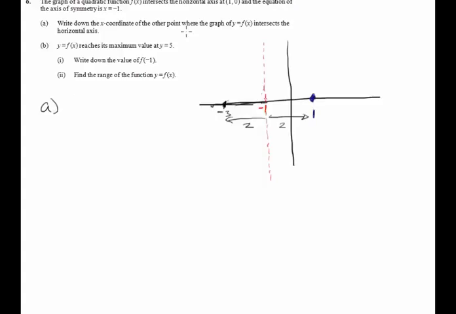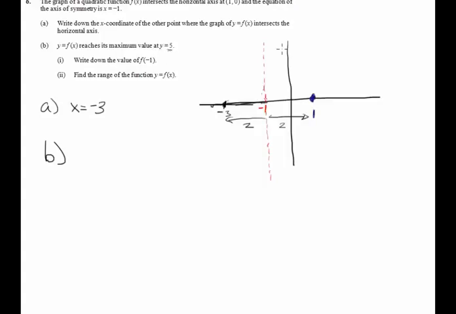So for A, write down the x coordinate of the other point. Well, x equals -3. And then for B, write down the value of the function at x equals -1. It has a maximum value at y equals 5.